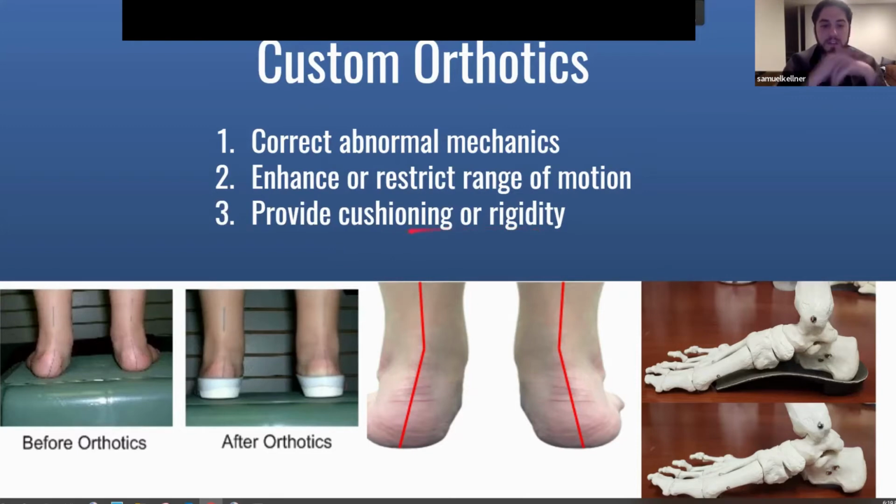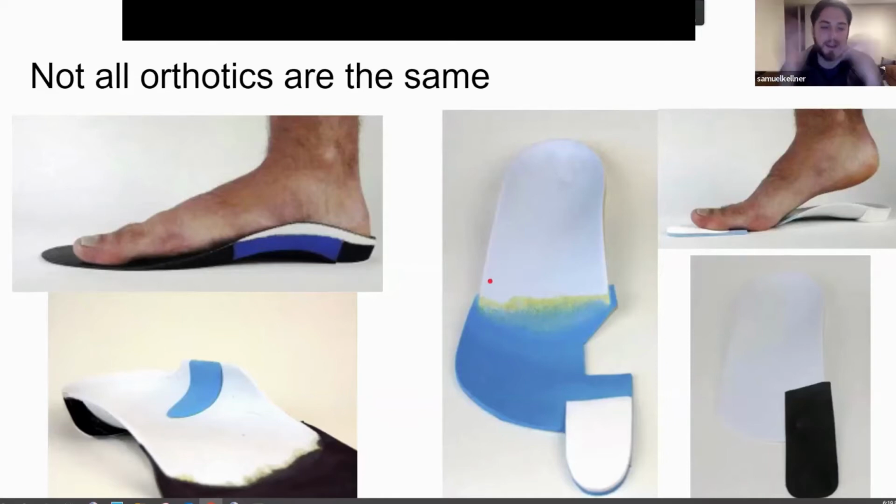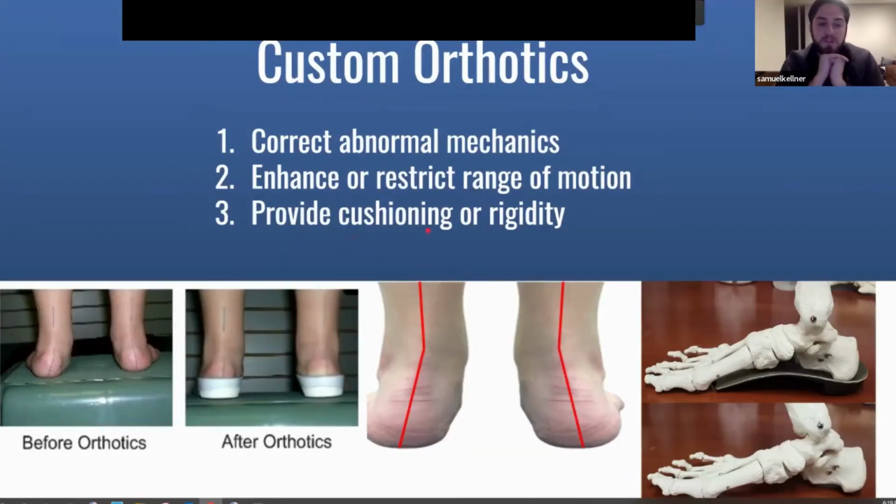We can make changes to them, subtle things, but we can do that in a way to either enhance range of motion or restrict range of motion based on patient needs. And again, with that, provide cushioning or rigidity. Cushioning is more like accommodating deformity, versus rigid, which is actually generally more functional.